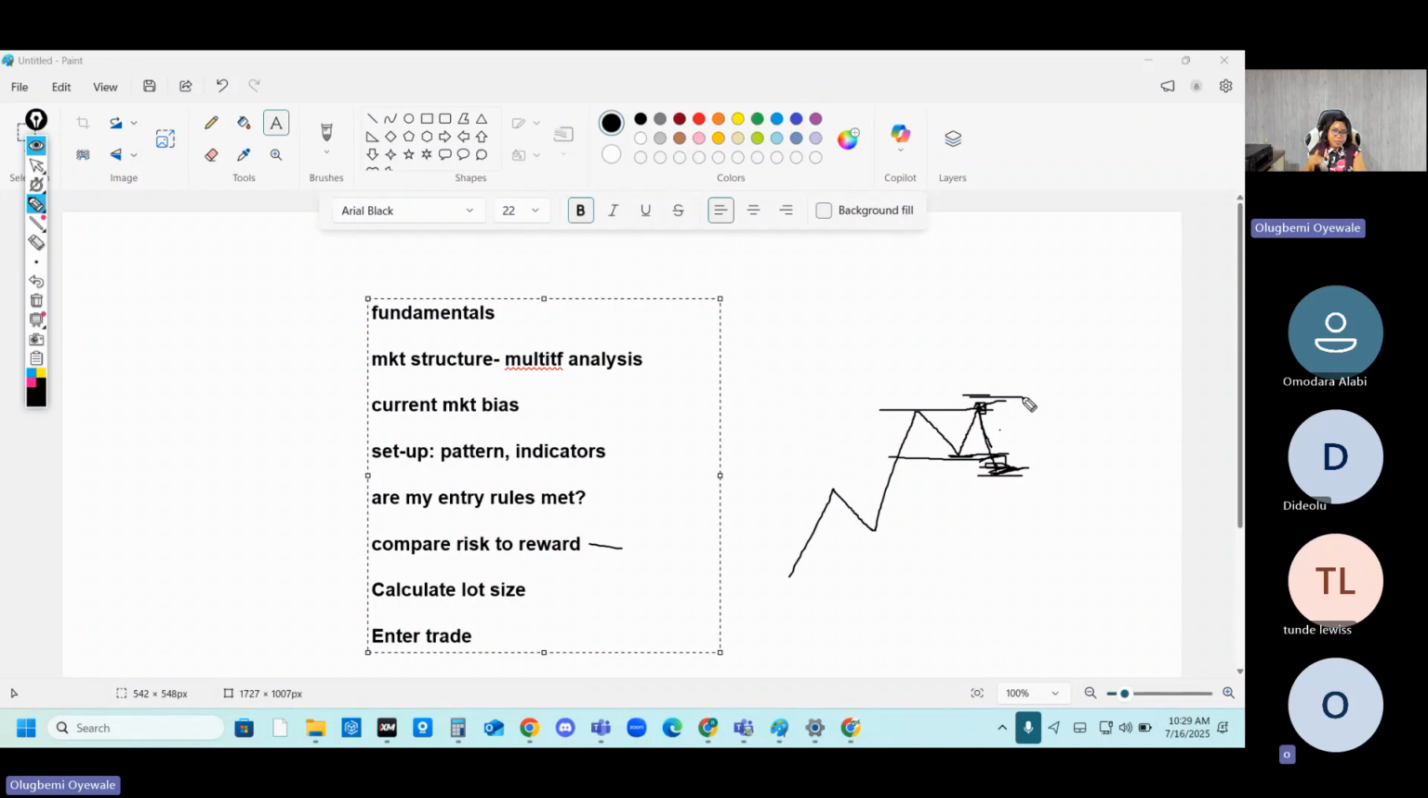So I need to know where my stop loss is going to be and where my take profit is going to be. When I determine where I will enter and where my stop loss will be, where my take profit will be, I'll now be able to compare my risk to reward.